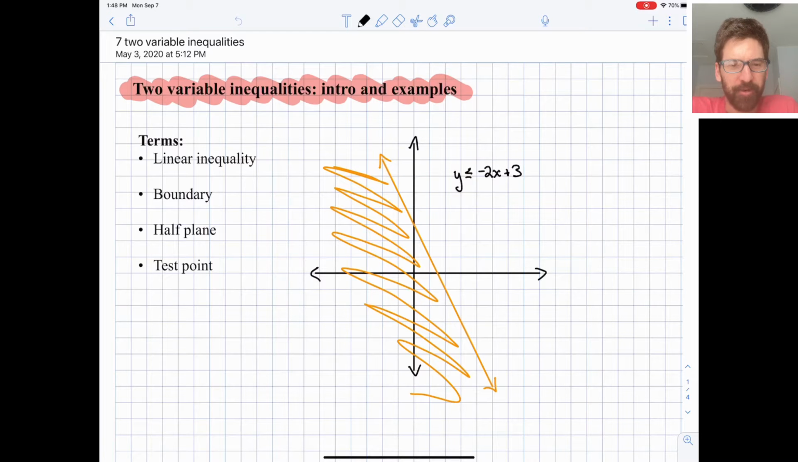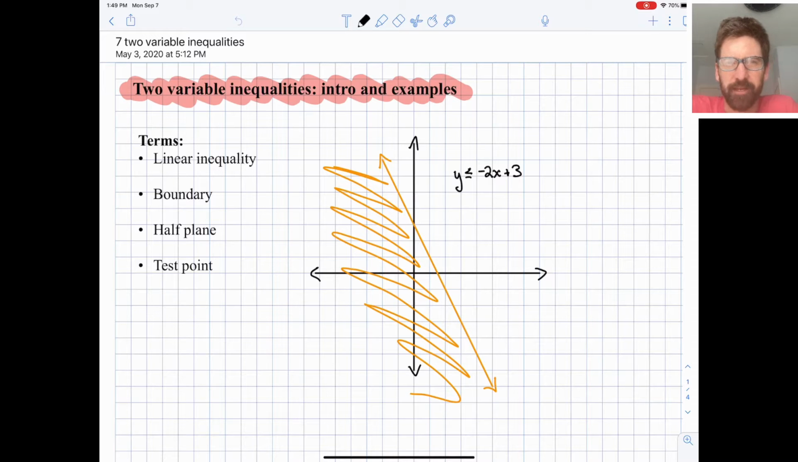All right, this is a video on graphing two variable inequalities, and we'll start with an introduction and then do a couple solved examples. So a two variable inequality is represented on a graph as a half plane. In other words, you have a boundary line that splits the entire Cartesian coordinate plane in two, and then you're shading one side or the other.